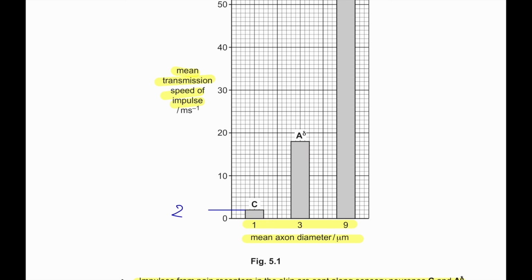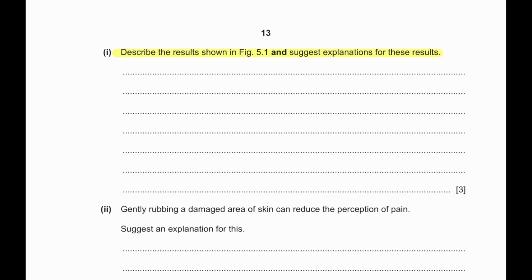A beta has larger membrane surface area, so more ion movement can occur. Myelin in A delta and A beta increases speed of transmission for both of them. Saltatory conduction in myelinated neurons increases transmission speed.